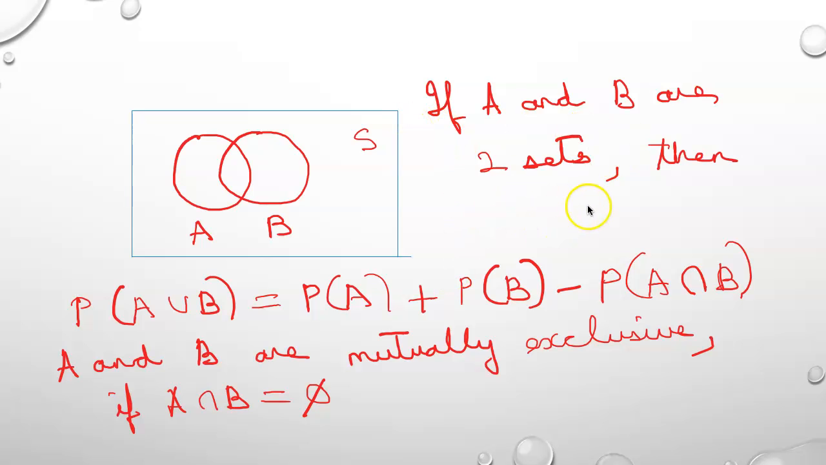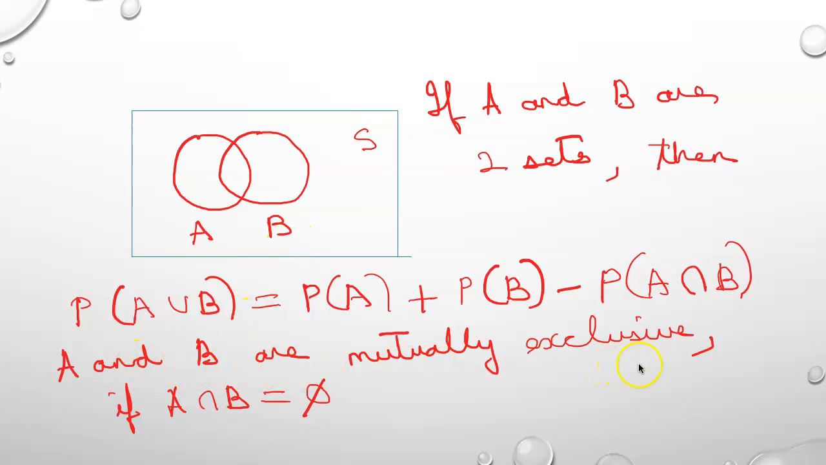So if A and B are two sets, we have denoted it by a Venn diagram, then probability of A union B is probability of A plus probability of B minus probability of A intersection B. Because you add A, you add B, you add it twice. So you have to subtract the common part, since the common part is added twice.